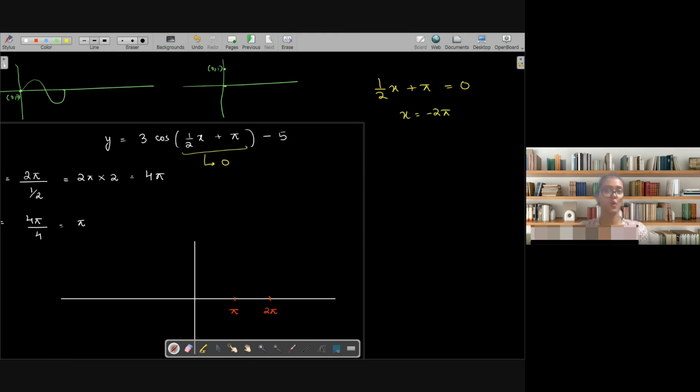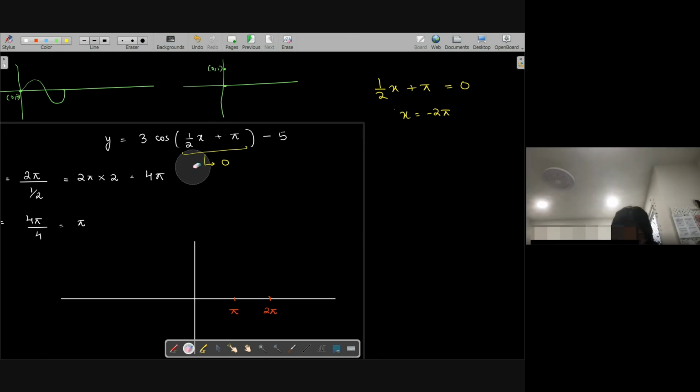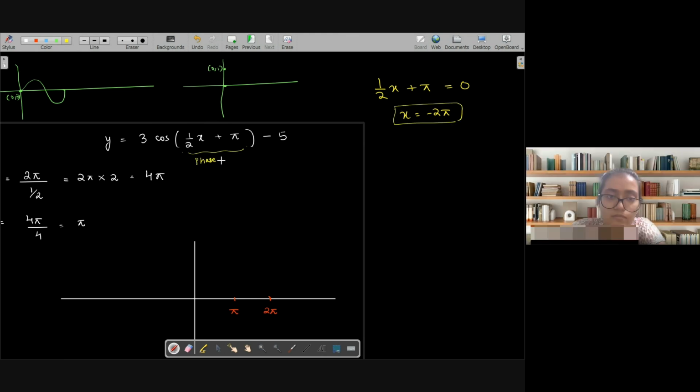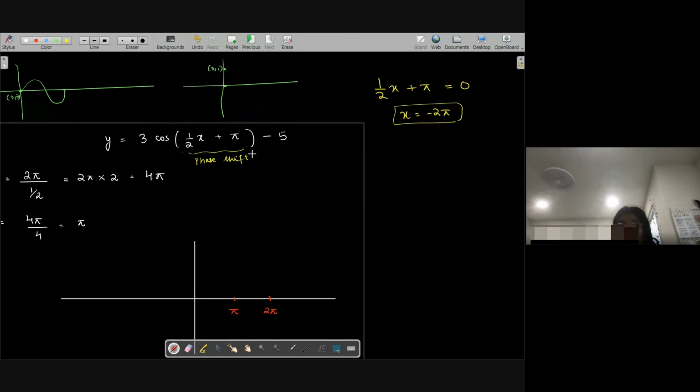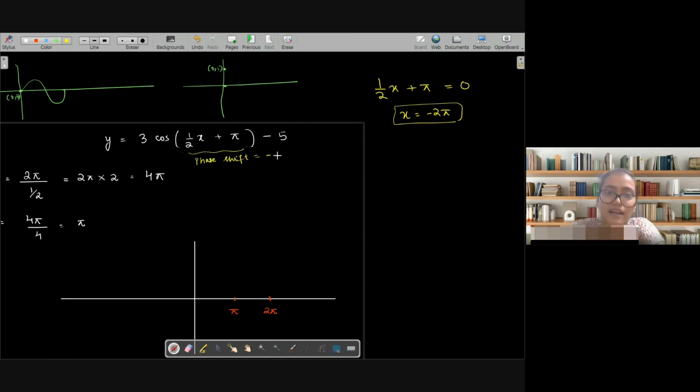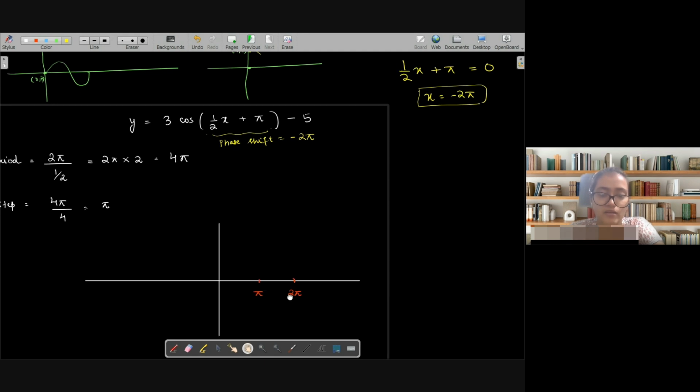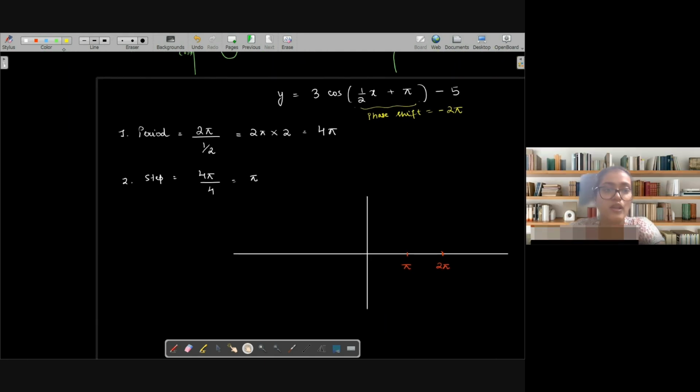So what does this mean? Can you tell me what this means? Oh, we are shifting left by 2 pi. Exactly. So your original graph of cosine was starting from 0, 1, but now it will start from -2 pi. Okay. So now we will find the 5 key points.